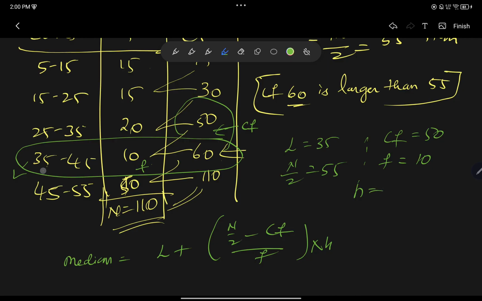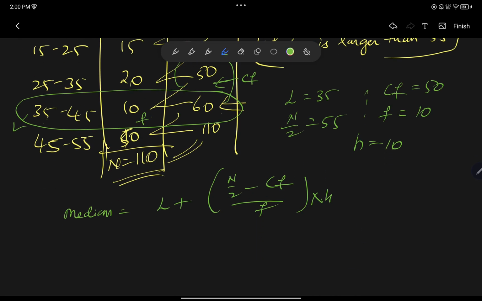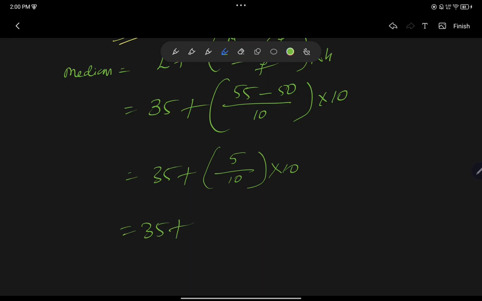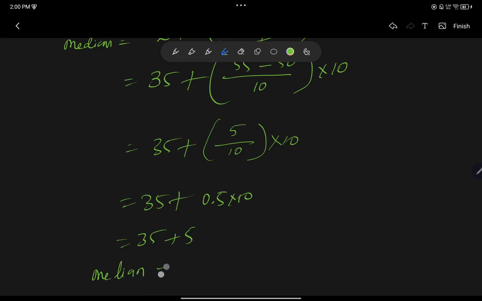H is the difference between these two, 45 minus 35 is 10. So now L is 35, N by 2 is 55, CF is 50, F is 10, H is also 10. So 35 plus (55 minus 50 is 5) divided by 10 into 10. That is 35 plus 0.5 into 10, that is 5. 35 plus 5, so median is equal to 40. We have got the median as 40.